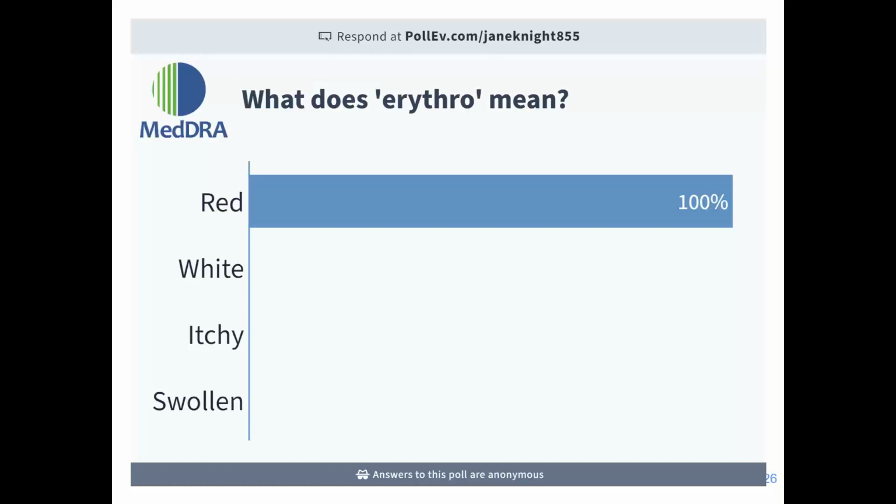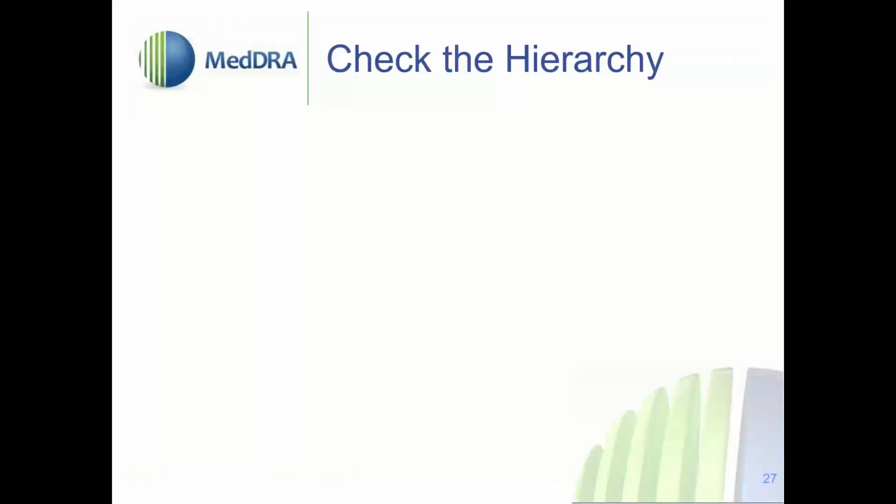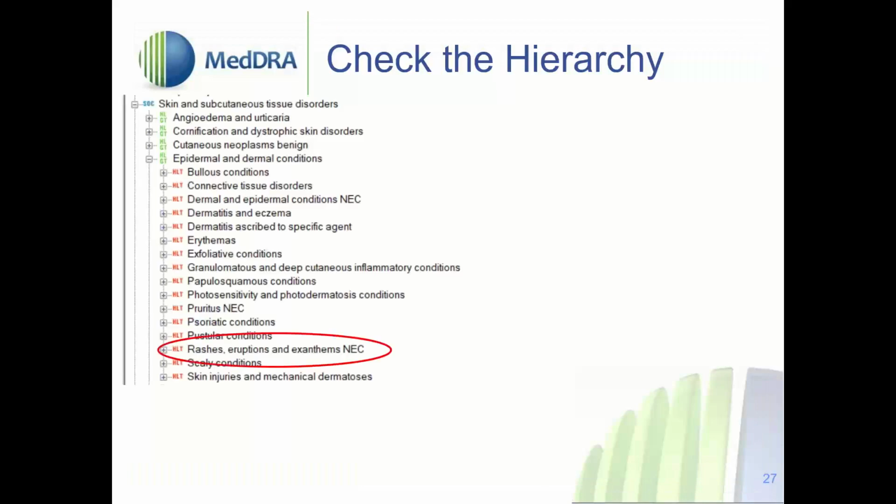So do we have any more? Let's see what our next slide is. I think that was all of them, wasn't it? So I would then go to my browser. We've done a screenshot here out of quickness. We would go and check the hierarchy. Now, looking in the skin SOC, we look down, and within the HLGT of epidermal and dermal conditions, that's where you see all the rashes grouped together. So we've got an HLT there of rashes, eruptions, and exanthems, not elsewhere classified, but there are other rashes in some of the others.